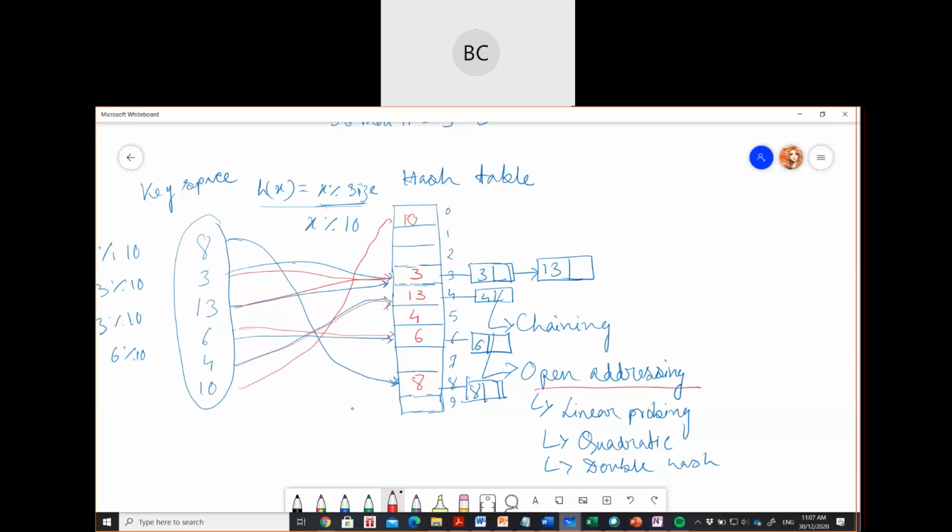Is this clear? Chaining and open addressing. These are the two main techniques to handle collisions. Is it clear? Chaining and open addressing.